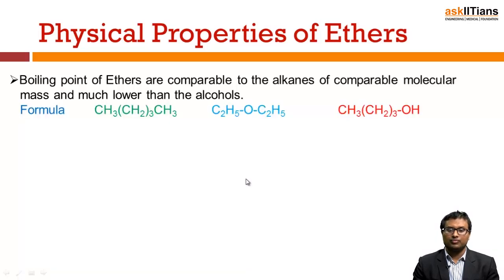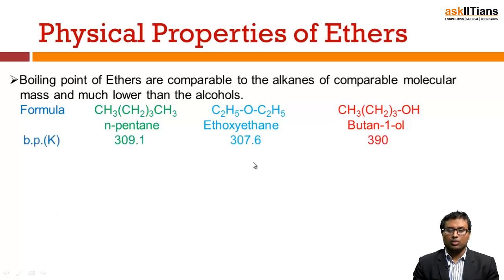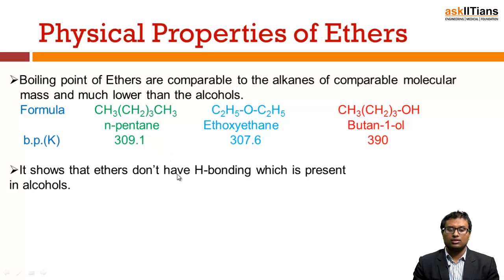For example, you have an alkane, n-pentane, you have ethoxyethane, and you have butanol. You can say the boiling point for pentane is 309 K, for ethoxyethane it is 307 K, but for butanol it is 390 K. So remember, ethoxyethane has a boiling point less than the alkane. It shows that ethers don't have the hydrogen bonding which is present in alcohols.